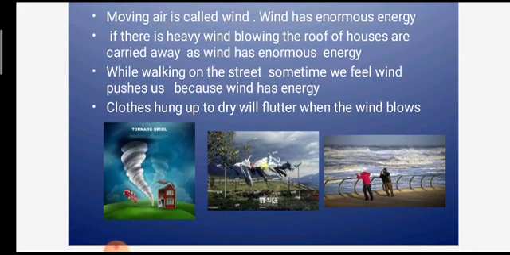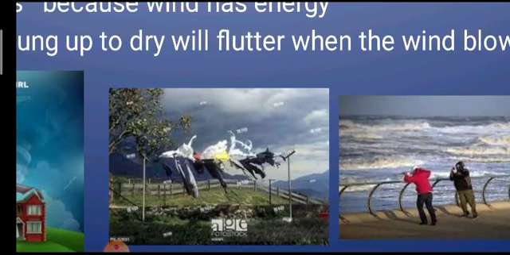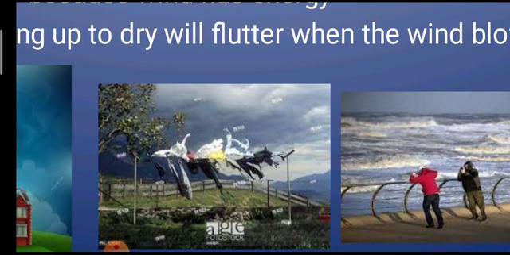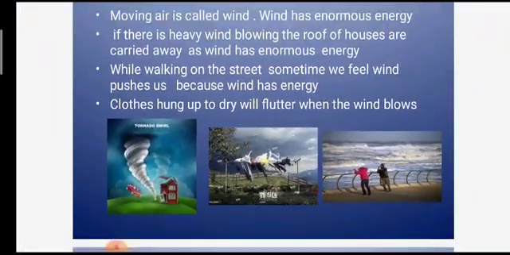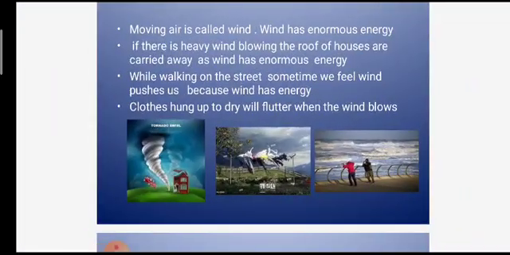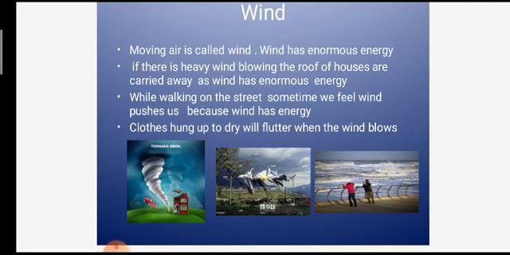Then, clothes hung up to dry will flutter when the wind blows. See how the clothes are fluttering with the help of wind, because wind has an enormous amount of energy. We need to put a clip on the clothes, otherwise they will fly off. This is because of the enormous amount of energy. We can give lots of examples for the wind. I have given three examples.